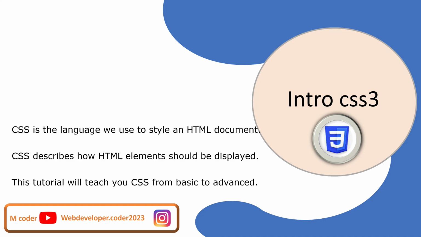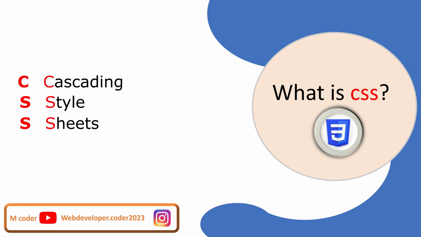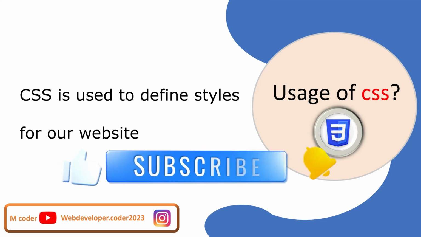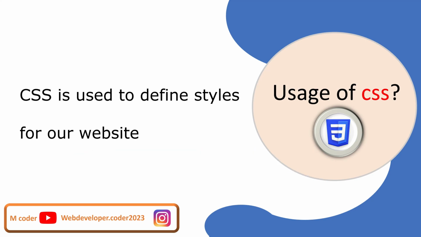CSS is a language that we use to style a web page. CSS stands for Cascading Style Sheet, and it also describes how HTML elements should be displayed on a screen. CSS saves our work and time and also controls the layout of several web pages at once.